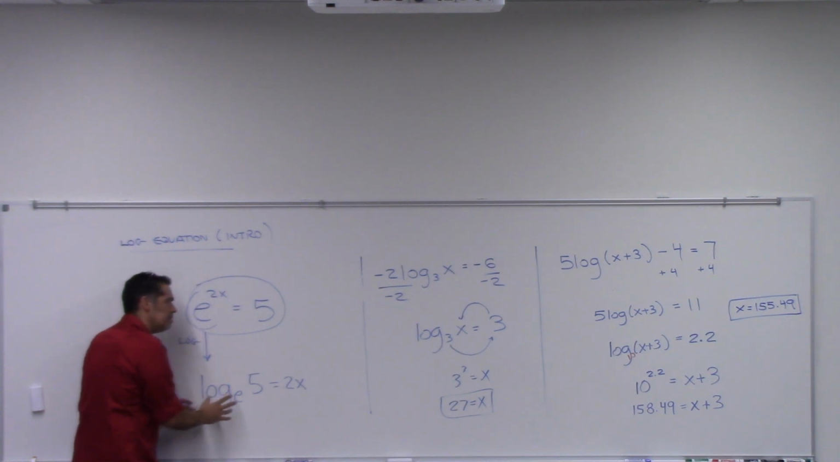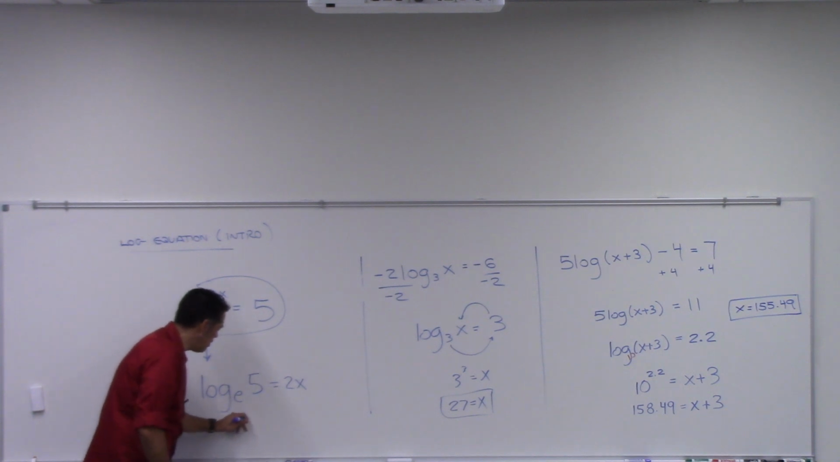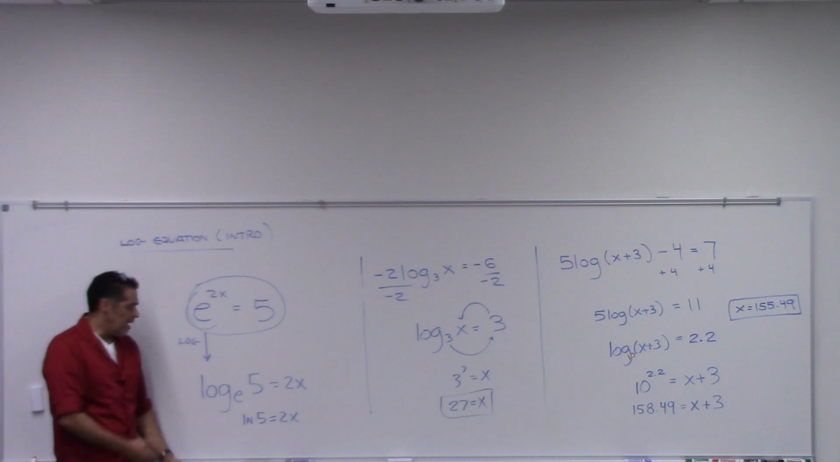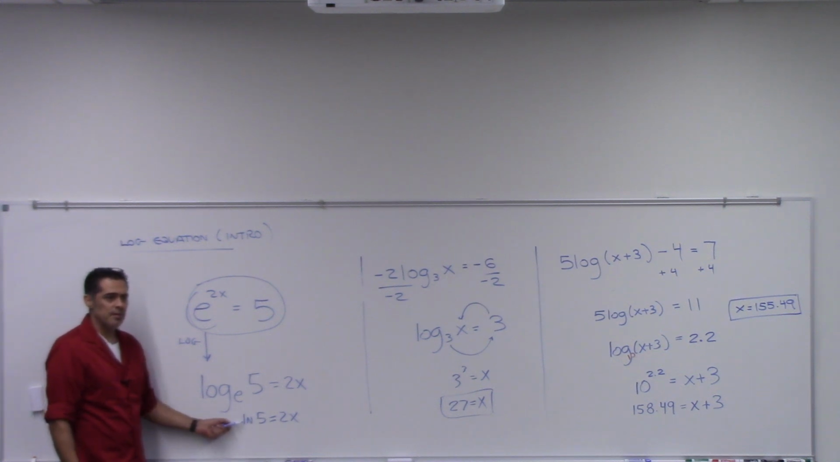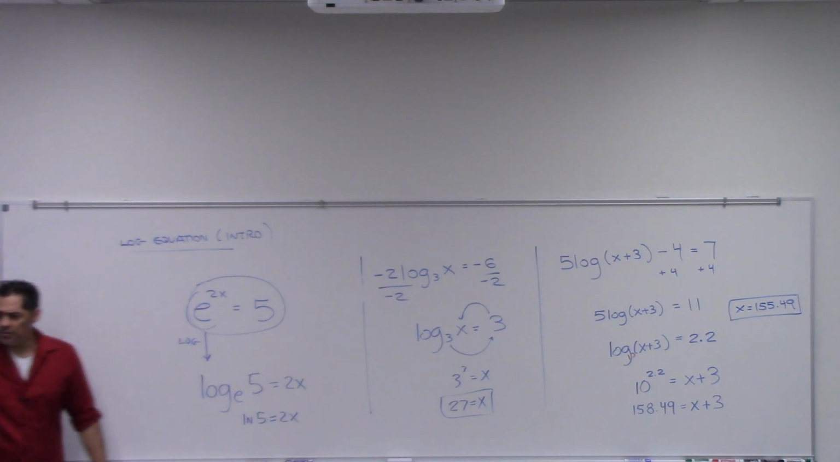This is where humans were like, hey, log base e, I have to type that. That sucks. The French came in. This actually just means natural log of 5, doesn't it? This means natural log of 5 equals 2x. Isn't that what that means? And do you have a calculator key that can figure out what natural log of 5 is? Yeah. So you figure out what natural log of 5 is real fast.